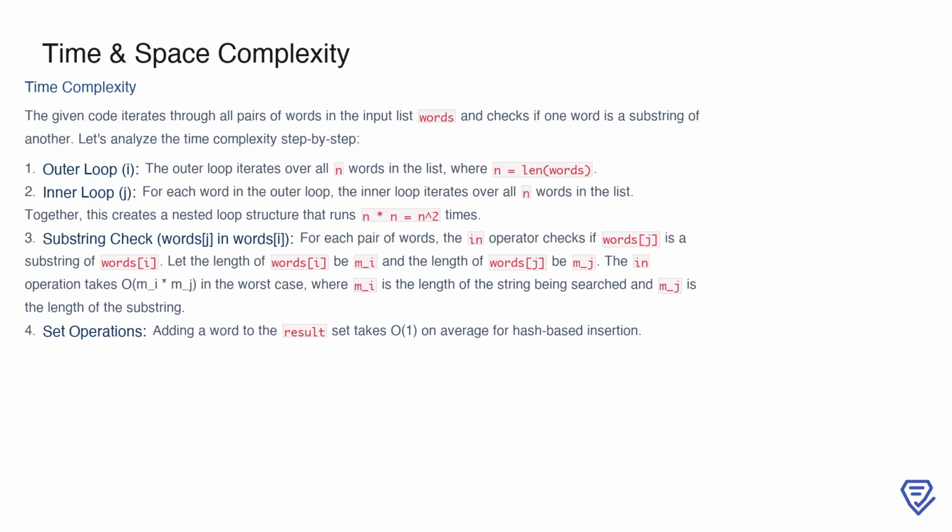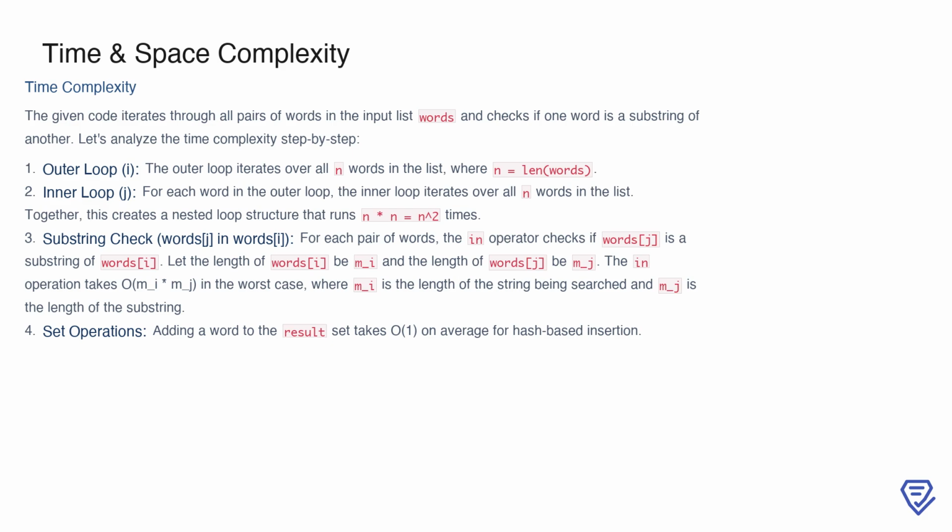To understand the time complexity of this solution, we need to break it down into its components. First, the outer loop iterates over all n words in the list, so it runs n times. Then, for each iteration of the outer loop, the inner loop also iterates over all n words, creating a nested loop structure that runs n*n, or n², times in total. Now, within this nested structure, we perform a substring check using the in operator to determine if one word is a substring of another. This operation depends on the lengths of the two words involved.